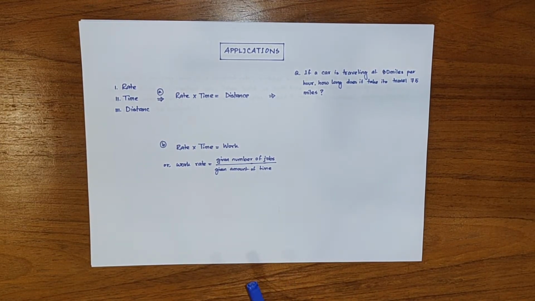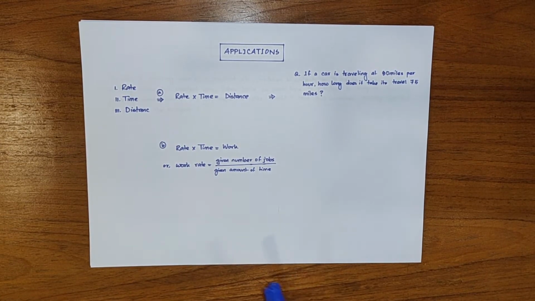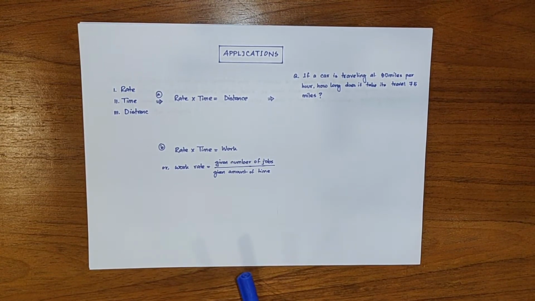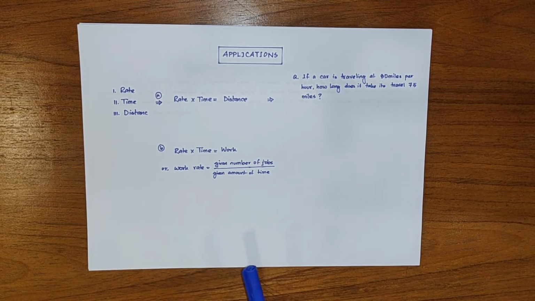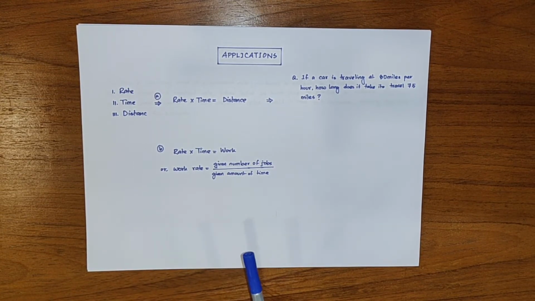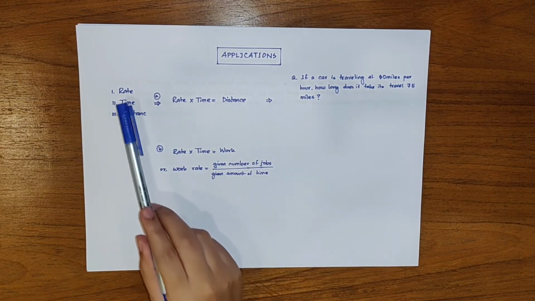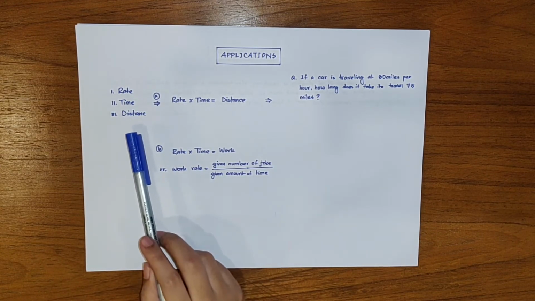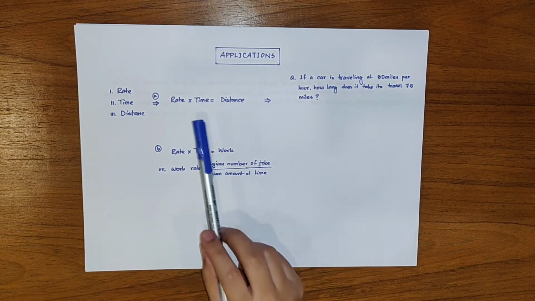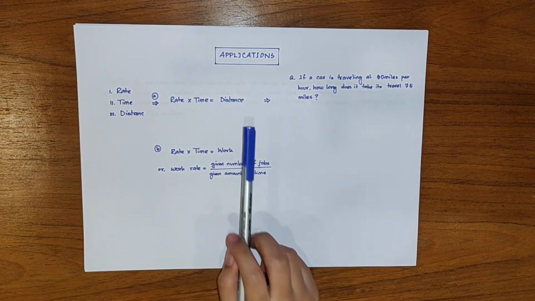The application section consists of average, mixture, rate, and work-related problems. Among these, rate and work problems are very important for the GRE Quant section. Now, all the basic motion problems have three elements: rate, time, and distance. The relation between these is expressed by this equation: rate times time is equal to distance.